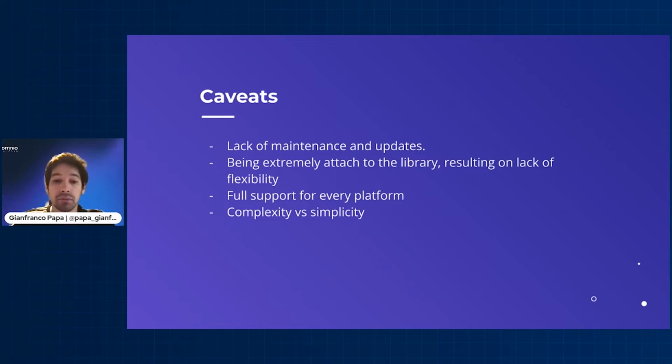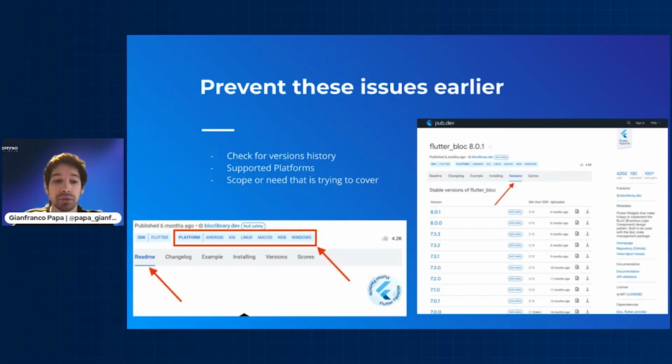And lastly, one thing that can happen is that the library might be really complex for us. In that sense, what we can do is try to identify the complexity versus the simplicity of integrating that library and try to evaluate more alternatives. So these are some of the caveats that might happen when we select a library. Now we are going to talk about some tips on how to prevent these issues earlier in the process.